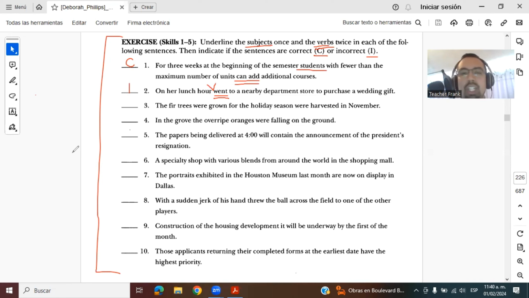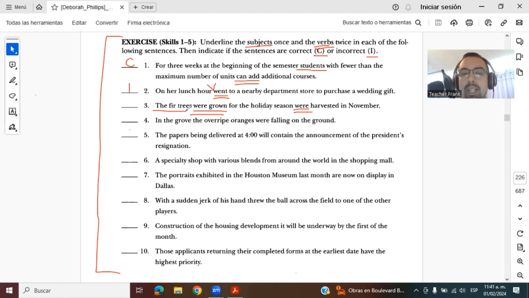He went or she went or they went, right? So yes, missing subject. Number 3 says the fir trees were grown for the holiday season were harvested in November. Fir trees means abeto, árboles de abeto, I guess. Well, anyway, we have here a verb, were grown, and we have here another verb, were. Who or what were grown or were harvested?